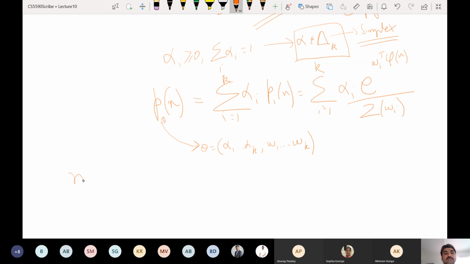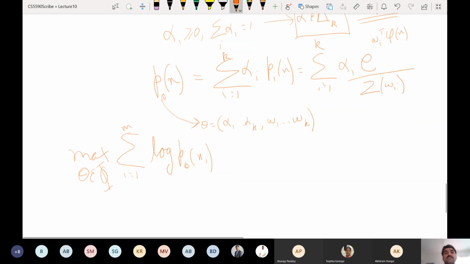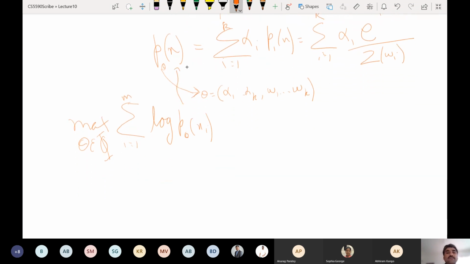MLE basically says maximize with respect to thetas, and if there are any constraints on thetas, put them, the sum over i equal to 1 to m of log p theta of xi. Correct? Now I'll just substitute this formula for p theta. What will I get? I'll get the max over theta, but what are the thetas? Alpha belongs to delta k and w1 to wk. These are my parameters.